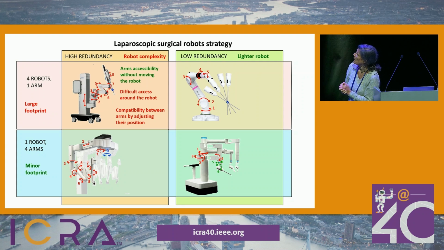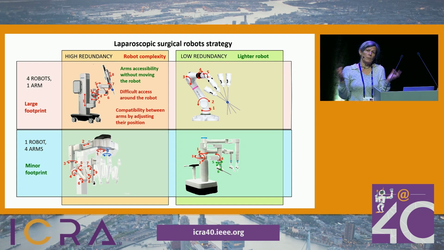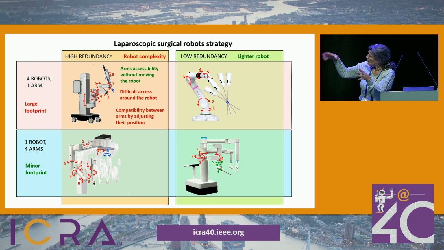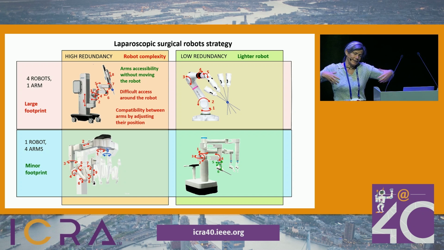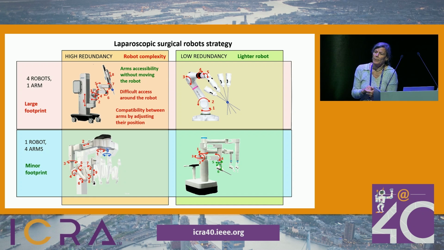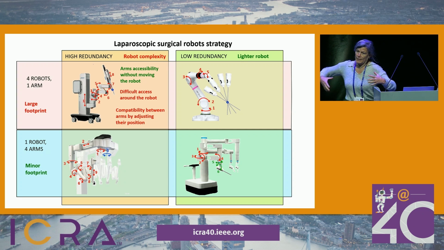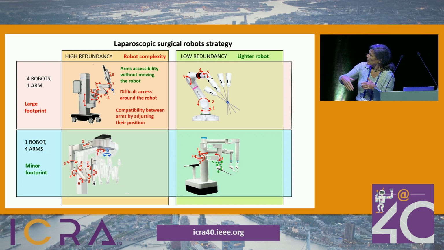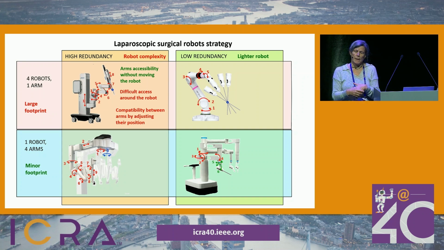As a consequence, what we can consider about usability is that in this first one, the arms' accessibility can reach the operating area and maneuver without moving the robot, and this is good. But the size of the robot, due to this high number of degrees of freedom, makes it difficult for auxiliary staff, for auxiliary surgeons, to move around the patient, and the compatibility of the different arms at the starting of the intervention is complex because there are many degrees of freedom.